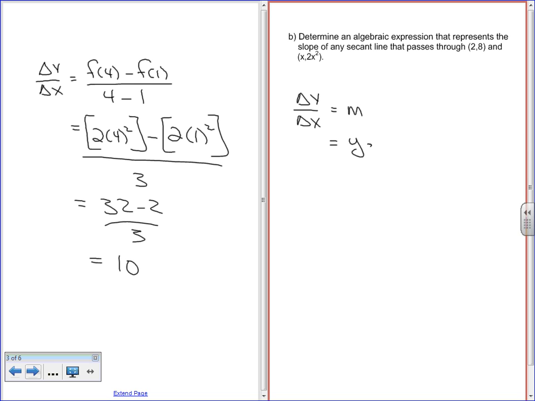Back in grade 9, we learned that to figure out the slope, we can take y2 minus y1 over x2 minus x1, and that'll give me the change in the y's over the change in the x's. If I call this x1, y1 and this one x2, y2, and I substitute them in accordingly, I get 2x squared minus 8 on the top and x minus 2 on the bottom. So this represents the slope of the secant line that passes through the point (2, 8) and the general point (x, 2x squared). The only thing we need to do now is see if we can simplify that expression.